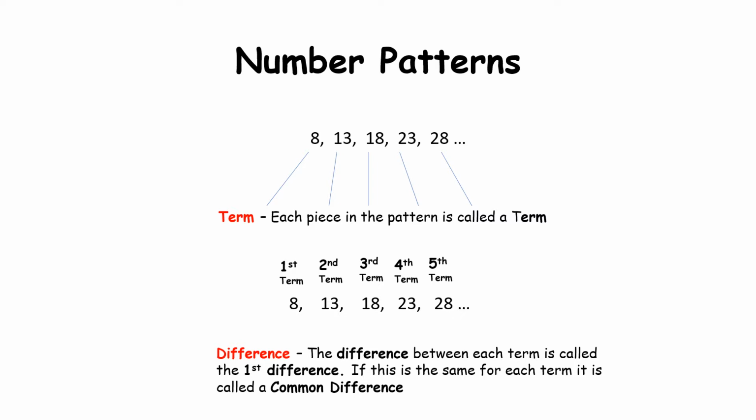So let's just talk a little bit about number patterns. Here we have a number pattern which is 8, 13, 18, 23 and 28. Each of those numbers is called a term. So we could write that as the first term, second term, third term, fourth term and fifth term.